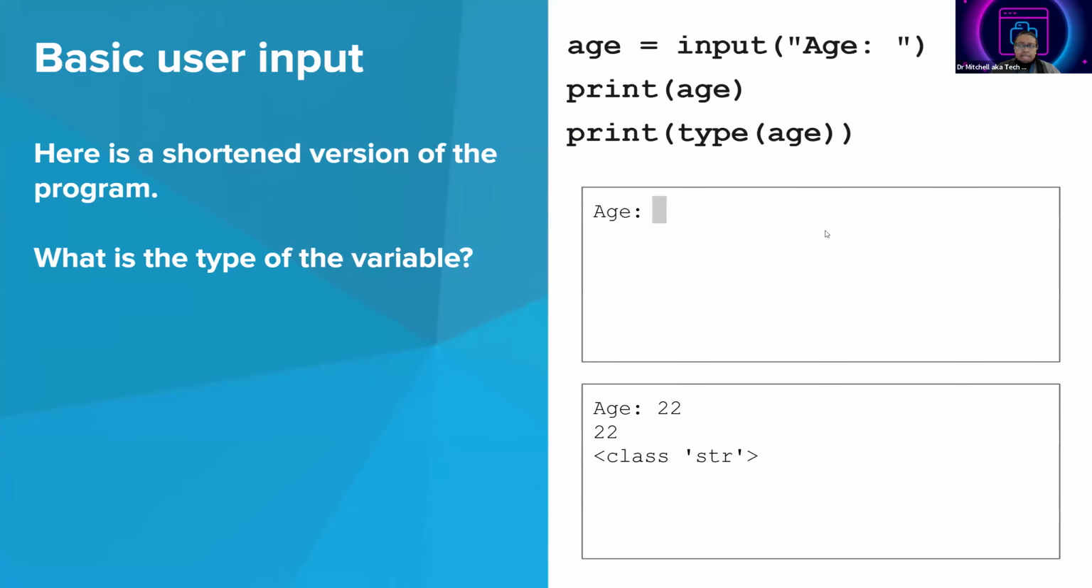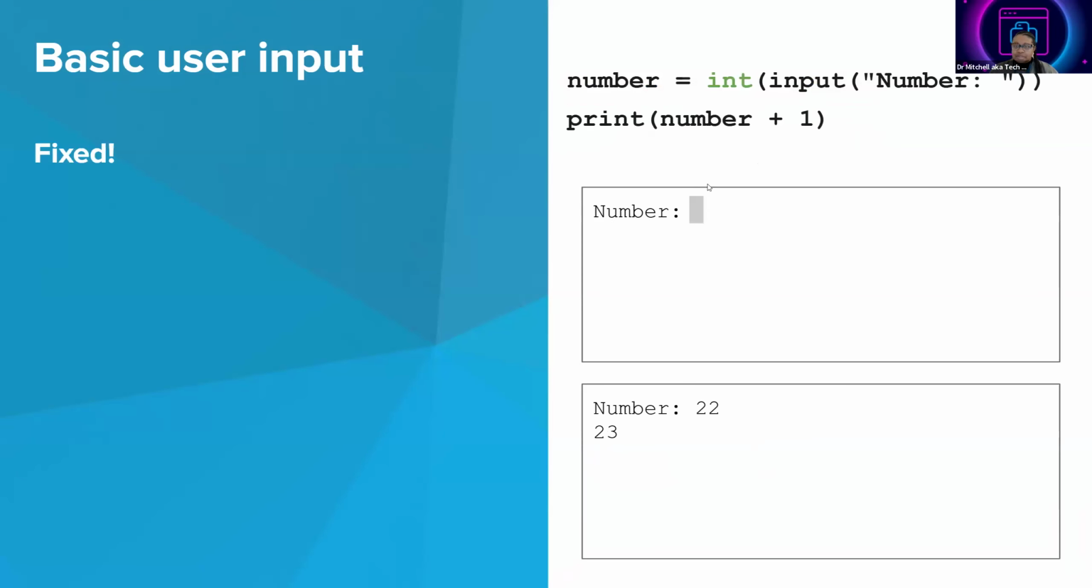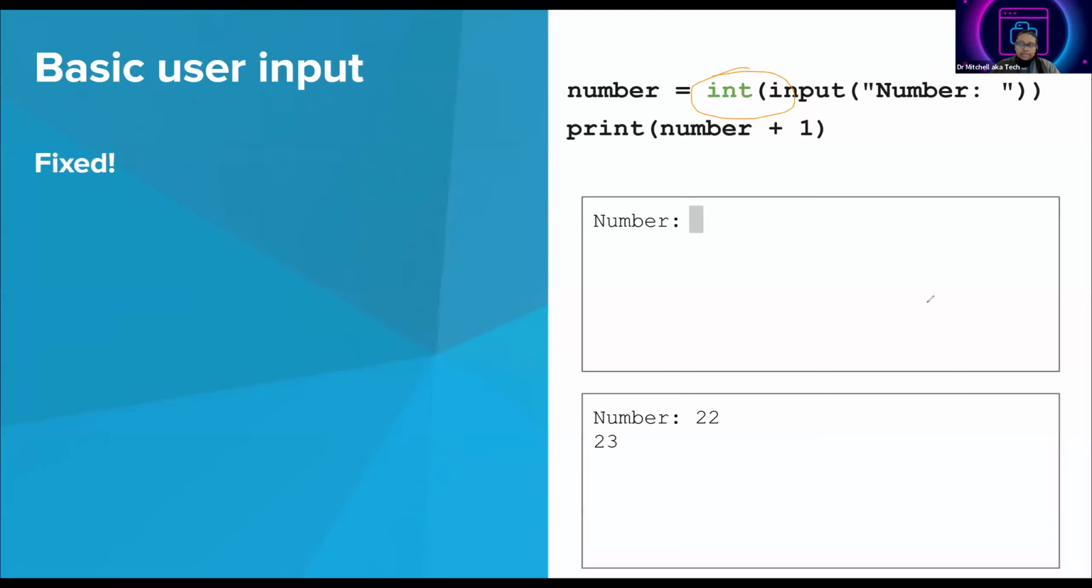Same thing here. It asks the age input, but there's an error because numbers are not strings. To fix this, we want to add in the data type of an integer, which is essentially a number. Let me show you.